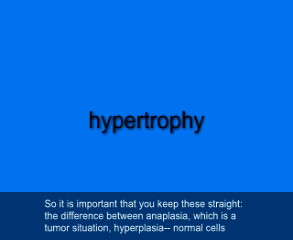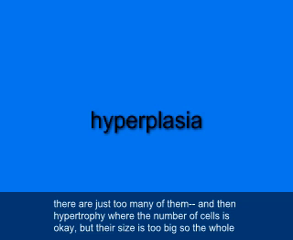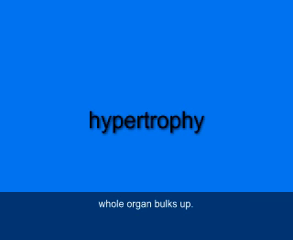So it's important that you're able to keep these straight, the difference between anaplasia, which is a tumor situation, hyperplasia, normal cells, there's just too many of them, and then hypertrophy, where the number of the cells is okay, but their size is too big, so the whole organ bulks up.